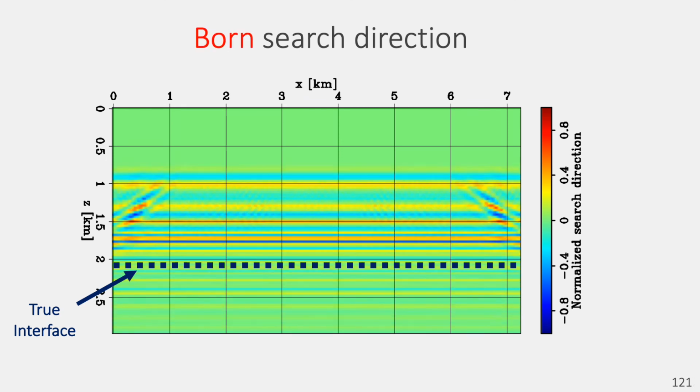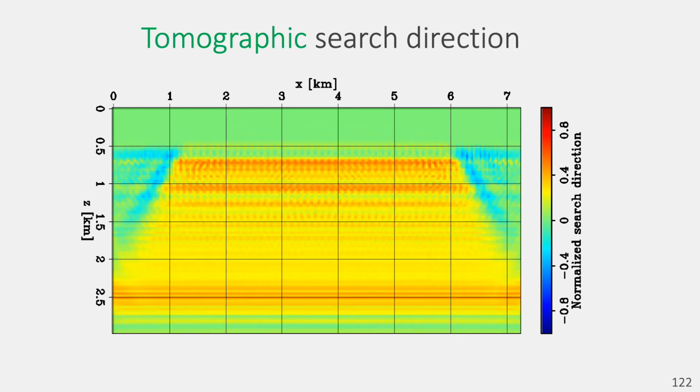Not surprisingly, the first FWME-borne search direction is kinematically quite similar to the FWI one, and the interface is also wrongly positioned. The tomographic search direction looks much more promising than the borne one, as it seems to correctly update the low wave number component, and it also seems to be guiding the inversion towards the right direction.